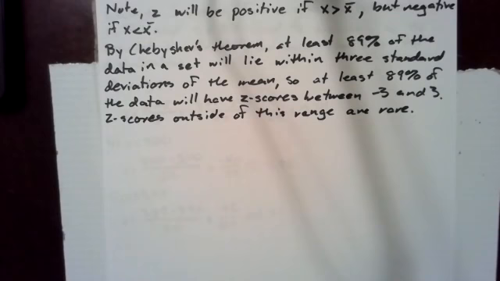Note, Z will be positive if X is greater than X bar, but negative if X is less than X bar. By Chebyshev's theorem, at least 89% of the data in a set will lie within 3 standard deviations of the mean. So at least 89% of the data will have Z-scores between -3 and 3. Z-scores outside of this range are rare.